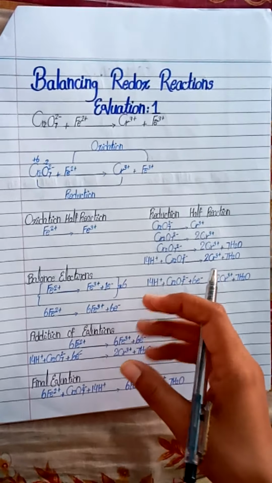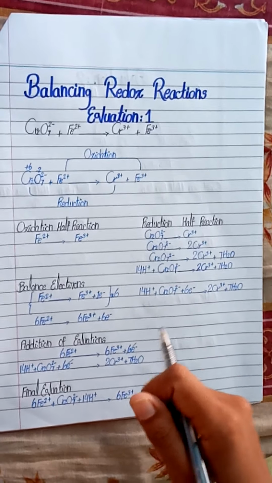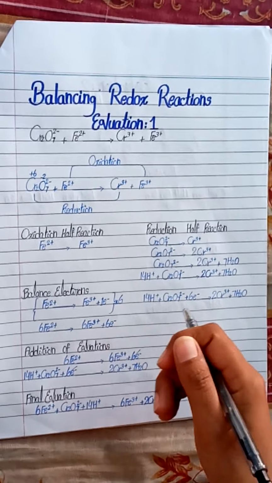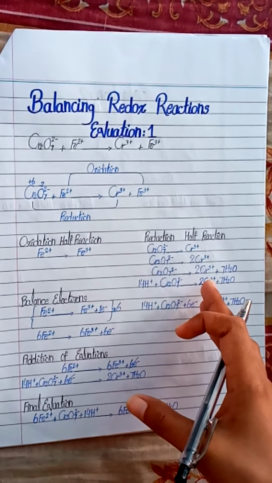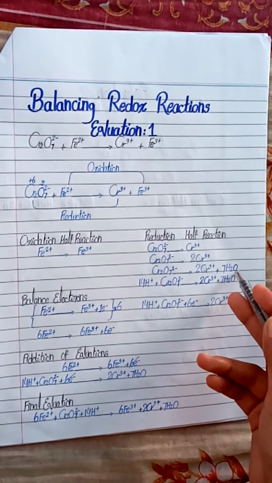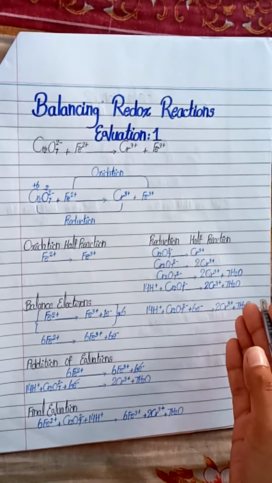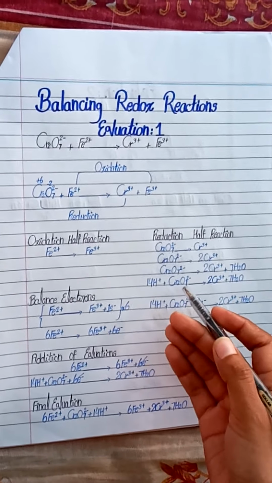The next step is to balance the elements other than hydrogen and oxygen. After that, balance the oxygen with the help of water, but water should be added on those sides where there is less oxygen or no oxygen. You can see that in this equation. Next step is to balance the hydrogen with protons on the opposite side.